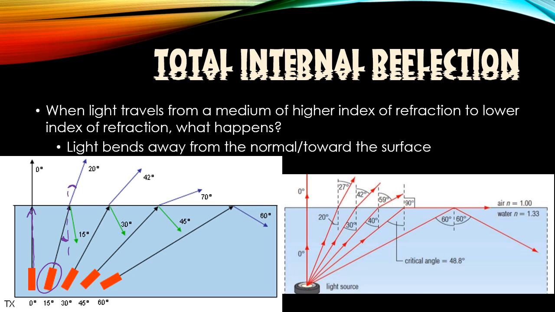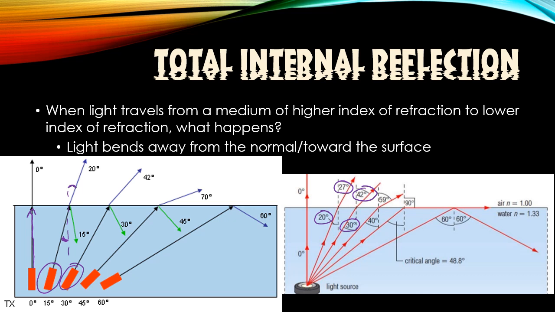Going one over, where my angle of incidence is 30 degrees, my angle of refraction is then 42 degrees. Notice that as I continue increasing my angle of incidence, my angle of refraction keeps increasing at a greater rate. You can see that with the diagram on the right here, where these angles are marked. So that angle of incidence is 20 and the angle of refraction is 27. When the angle of incidence is 30, the angle of refraction is 42.